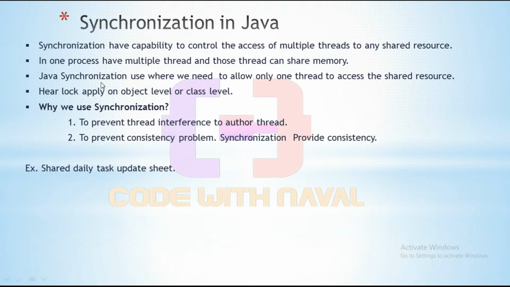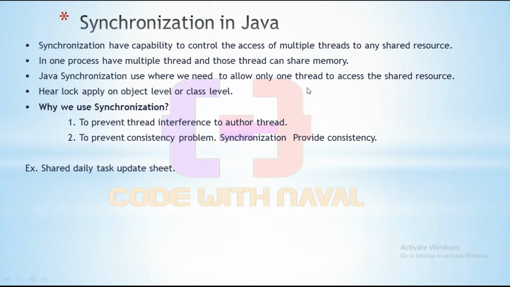Synchronization has the capability to control the access of multiple threads to any shared resource. In one process there are multiple threads and those threads can share memory. Okay, we already know threads can share memory. Java synchronization is used where we need to allow only one thread to access a shared resource at a time.